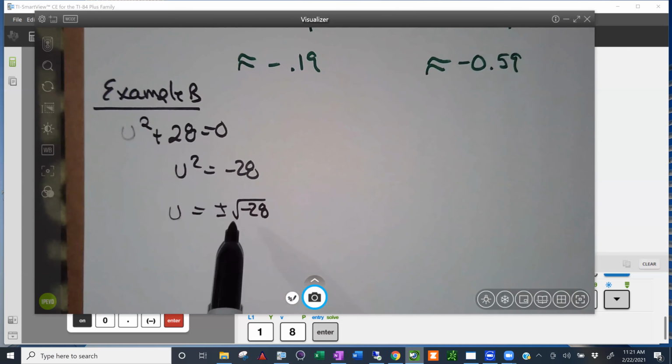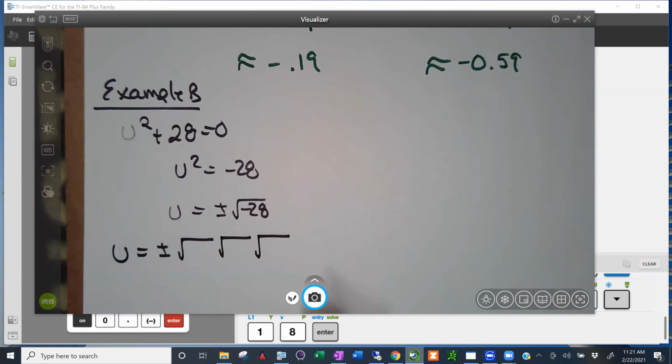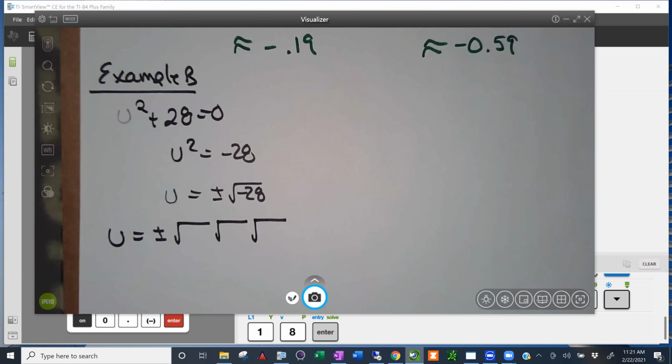Now that square root needs to be broken up a little bit, at least if you want to get the right answer. So I'm going to break it up into 3 radicals like this. You may remember our work with this kind of stuff. One of these radicals should have a -1. I'm going to make it the middle one.